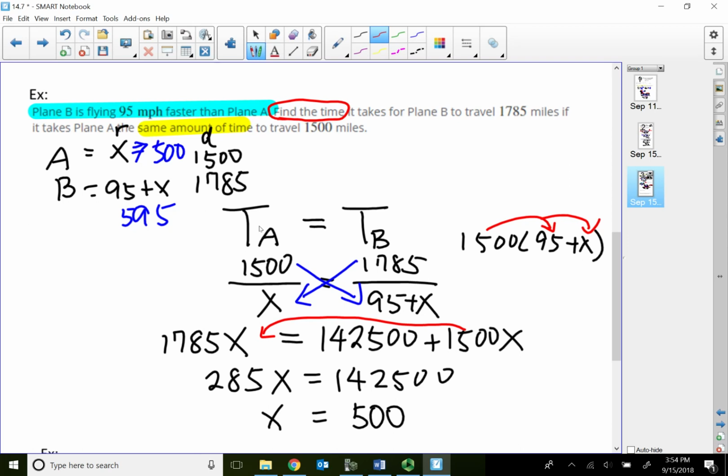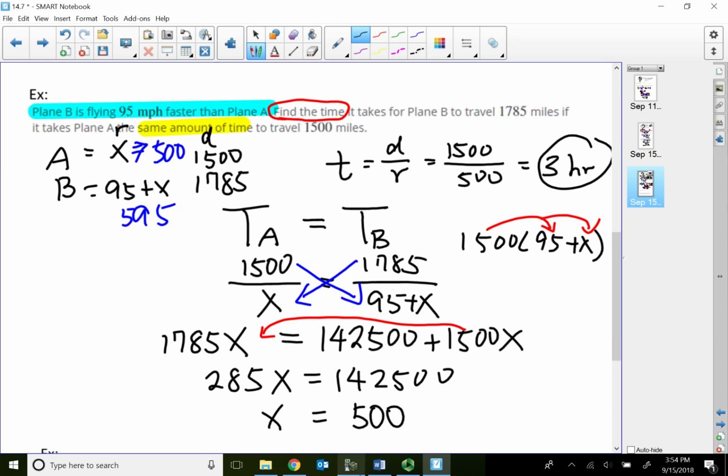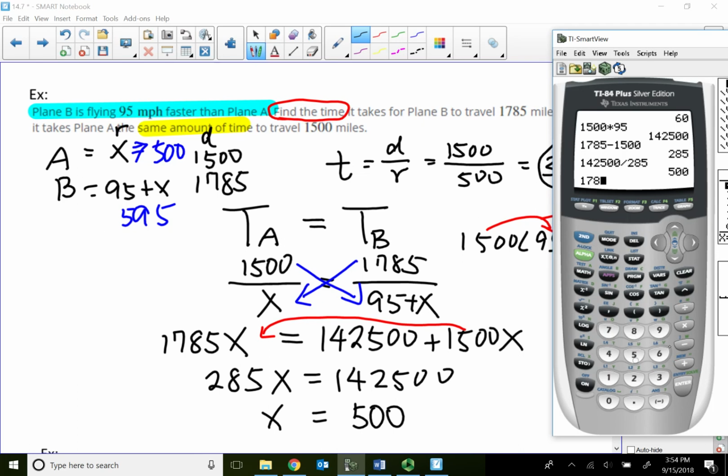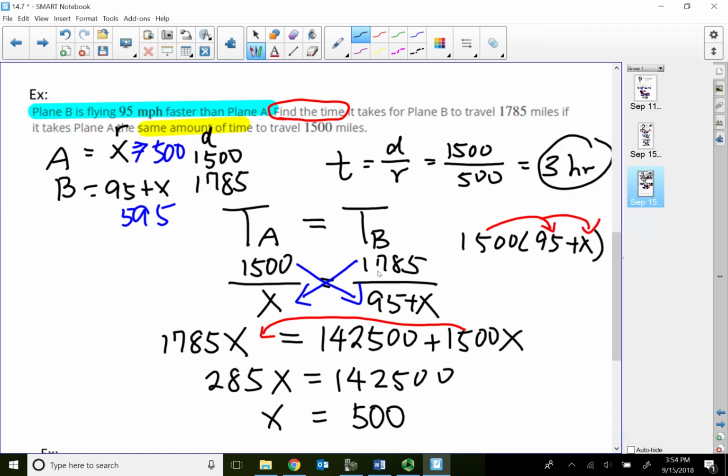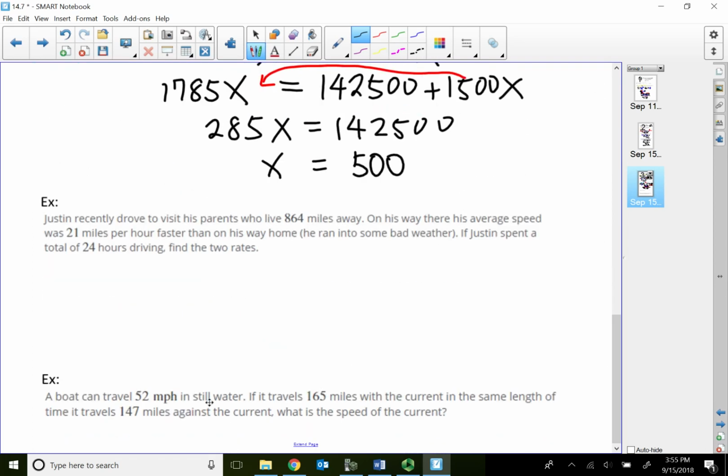So for the first plane, 1500 is the distance, right? Time equals distance over rate. The distance for the first plane is 1500 divided by the speed, which we just found is 500. So the answer is 3 hours. It has to be the same for the other one. Check it out: 1785 divided by the speed, 595. It has to equal the same thing, 3 hours. So it will take both of them 3 hours to travel their respective distances. Alrighty.